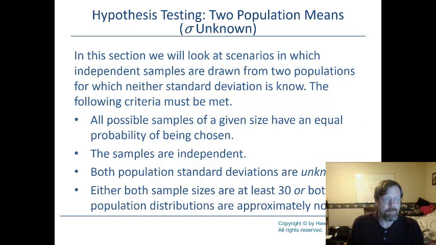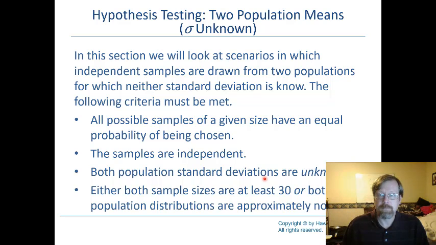So fairly standard set of criteria that we have to meet, pretty much the same as we talked about last time with other hypothesis testing or margin of error calculations where we don't know the population standard deviation. And very similar, except for that criteria right there, to situations where we do know the population standard deviation.